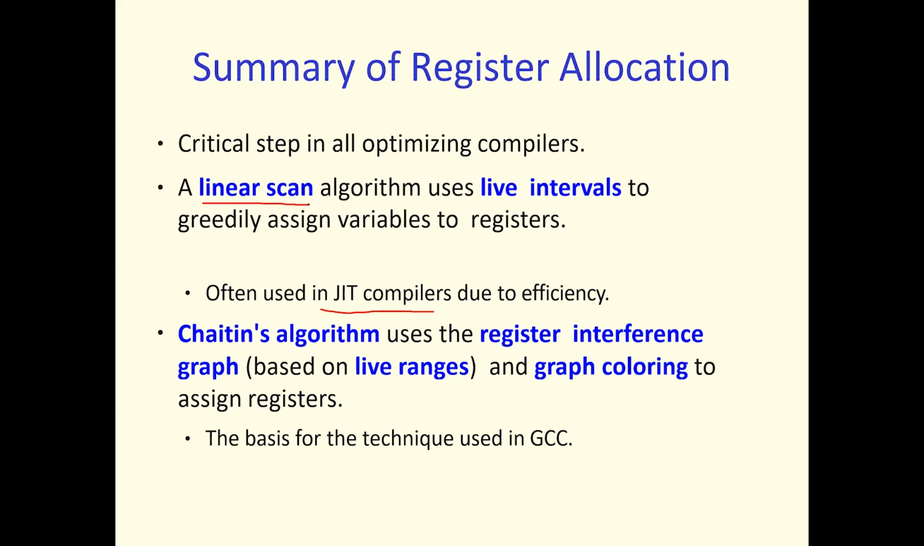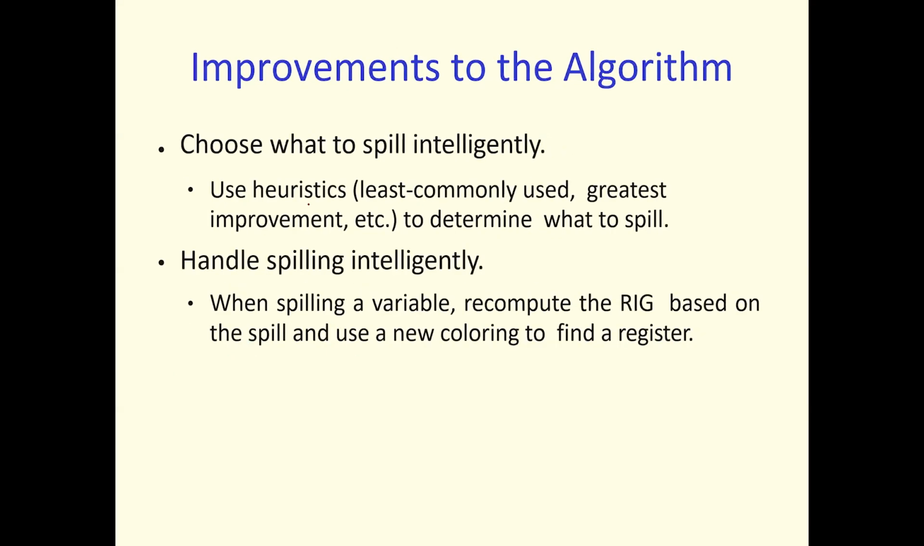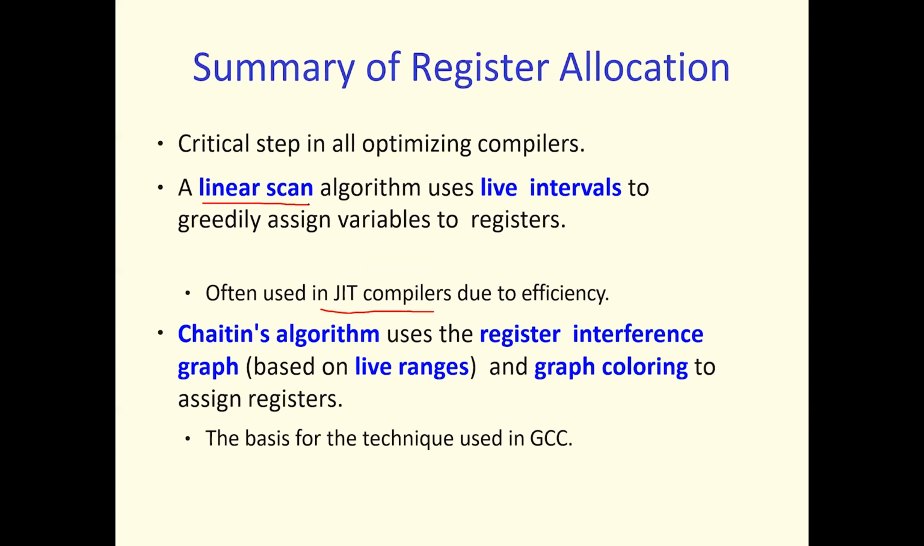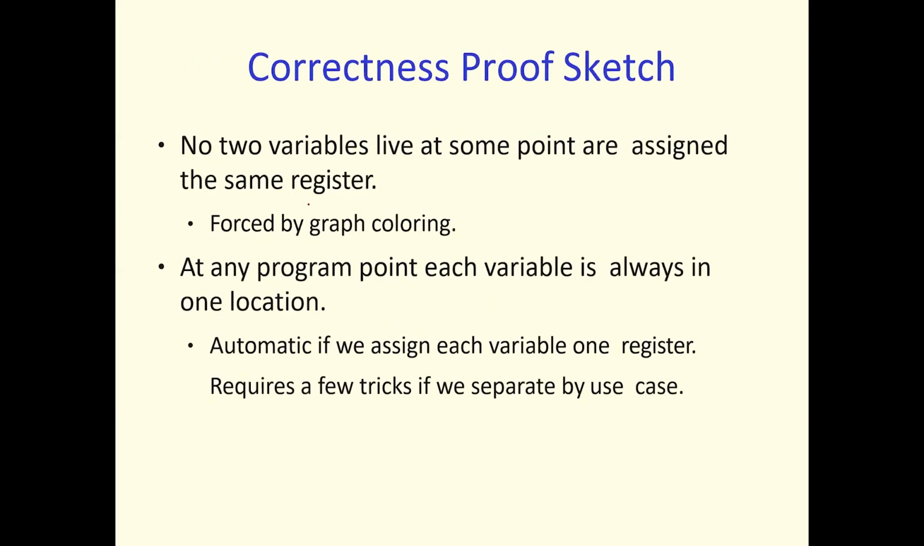I have a question. You said that one variable should not be assigned to more than one register, right? No, one register should not contain more than one variable at a time. Oh, okay. That was my mistake, I might have said it in the reverse way. What we want is that no two variables are assigned the same register at a given point.